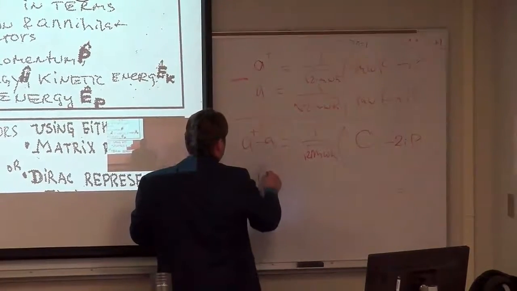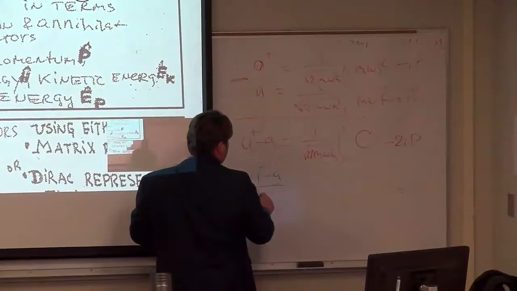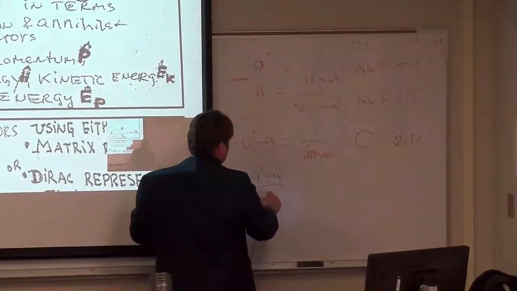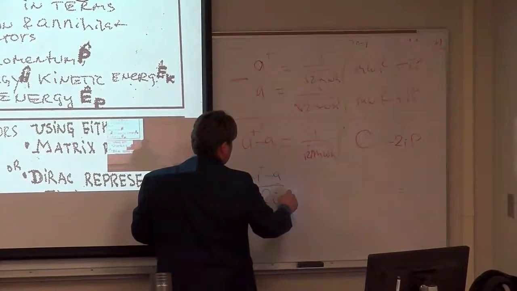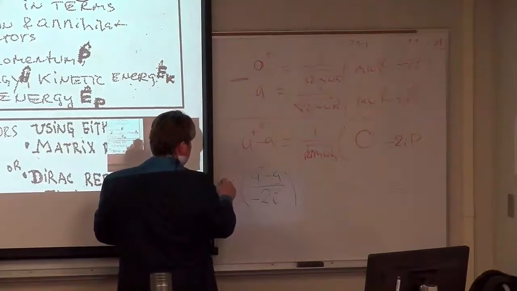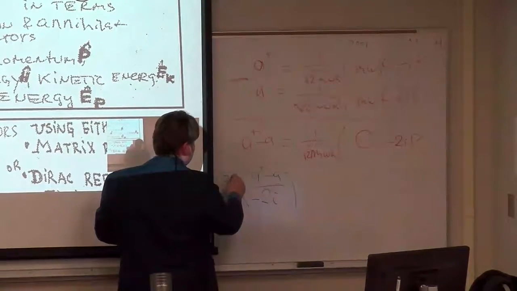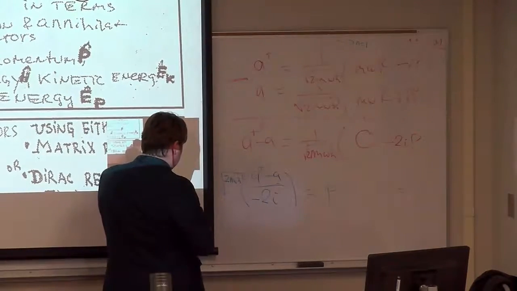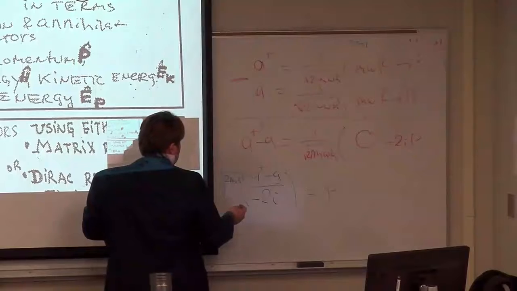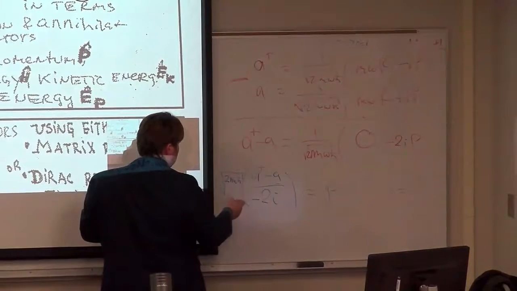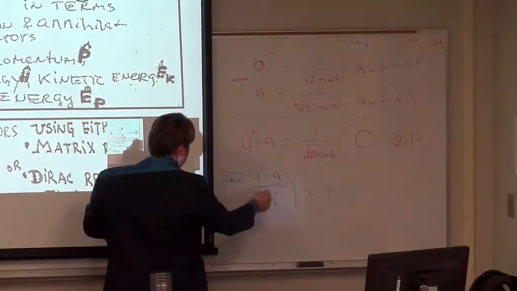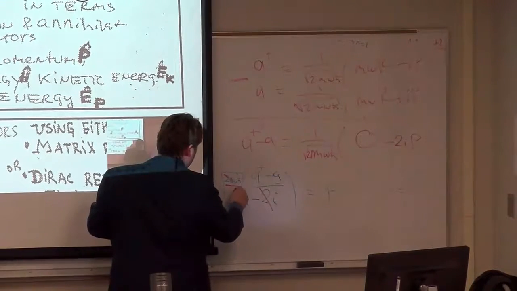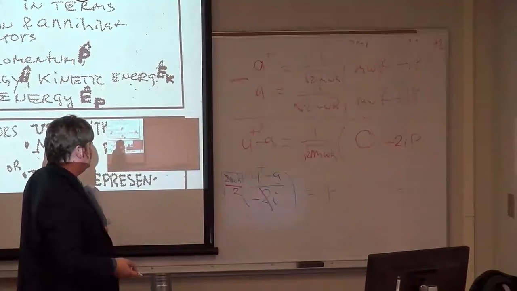So A dagger minus A divided by minus 2I, multiply by square root of 2 and omega H bar, equals P. And then we can cancel 2 here and put square root of 2 in the denominator.